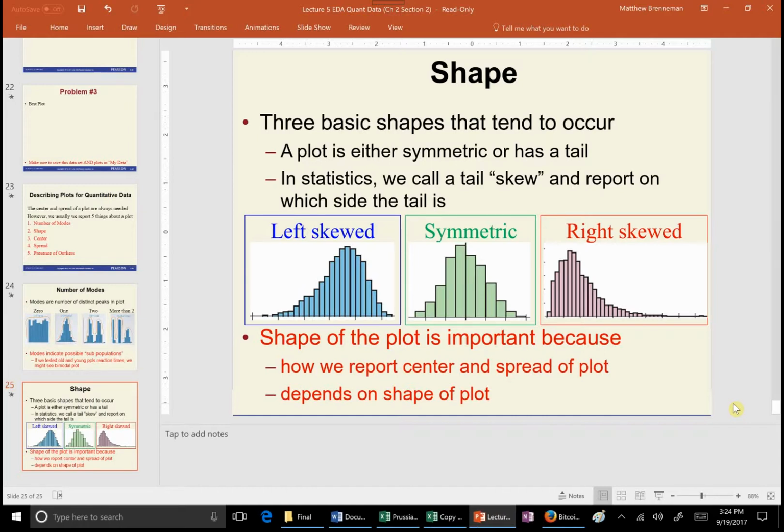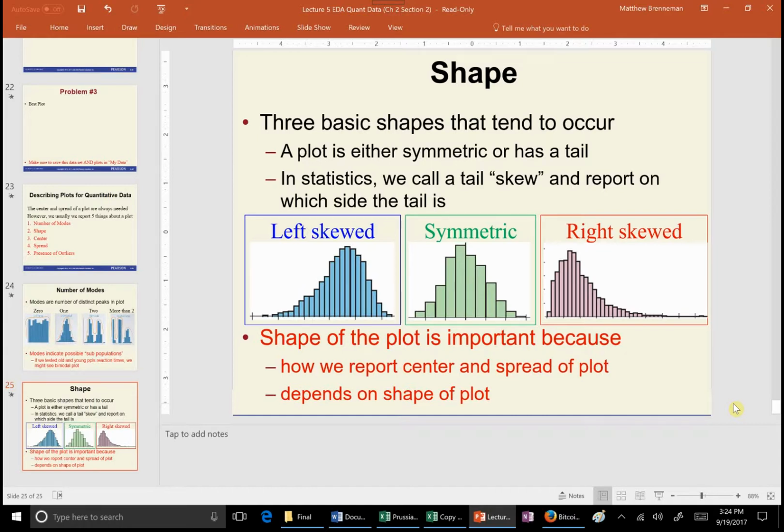If it isn't symmetric, it has a tail. And we have a name for a tail in statistics. We call that skew. And we report what side the tail is on. So here I have a tail, okay, on the left side. So we say it's left skew, or negatively skewed.